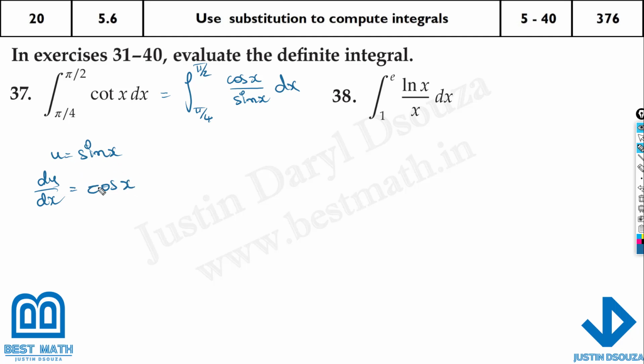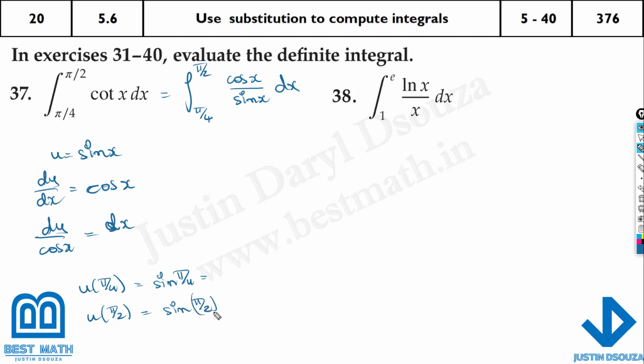Be careful, sometimes I get confused because we have derivatives and we have integrals, so you need to be thorough, practice more problems, and then it will naturally come. You will not be confused with these identities. Now this is the derived one. It will be du by cosine x, that is equal to dx. But it's not over, we need to find the new limits. So u of pi by 4 will be equal to sine pi by 4, and u of pi by 2 will be equal to sine pi by 2. We will just substitute these values in the calculator.